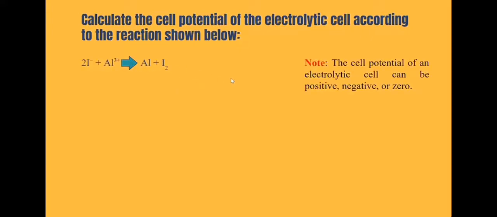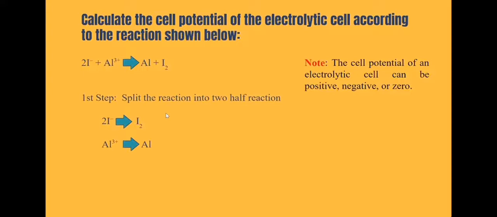Note that the cell potential of an electrolytic cell can be positive, negative, or zero. Kung sa galvanic cell, positive lang, dito pwedeng maging positive, negative, or zero. First step is to split the reaction into two half reactions.